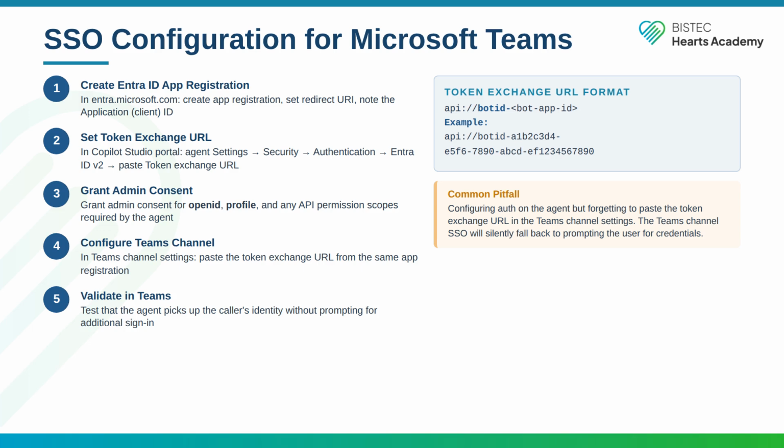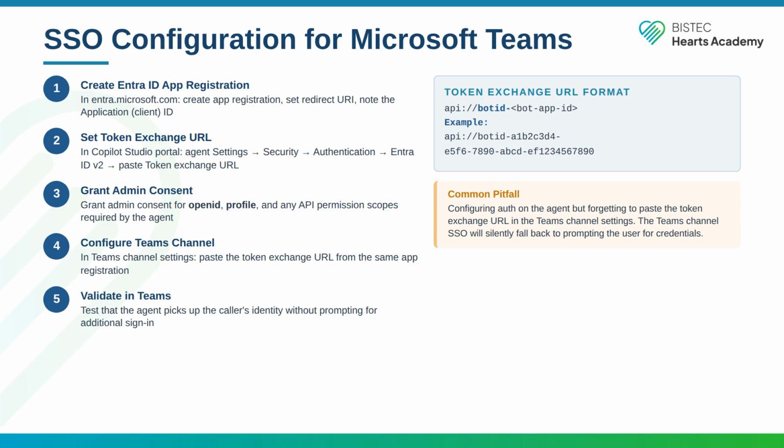Step 4. Configure the Teams channel. In the Teams channel settings for the agent, paste the same token exchange URL from Step 2. Both the agent authentication settings and the Teams channel settings must reference the same token exchange URL. If they differ, SSO will not work.